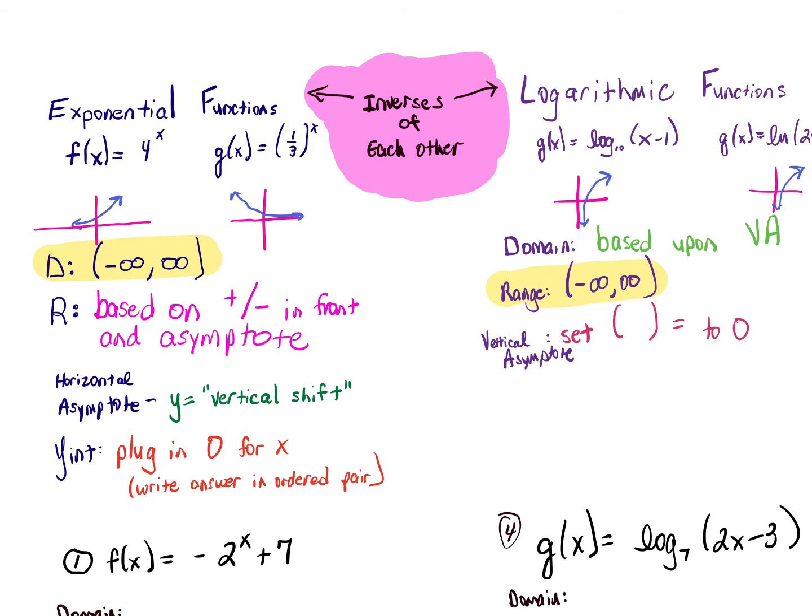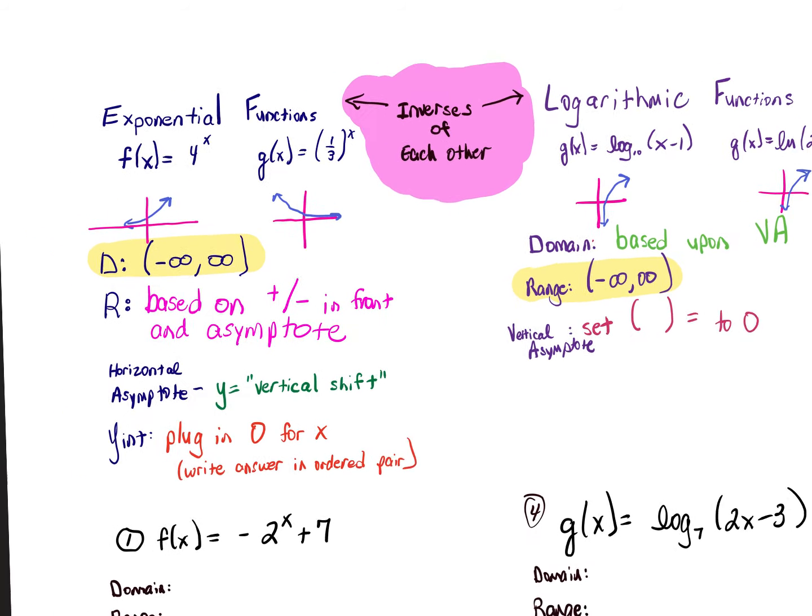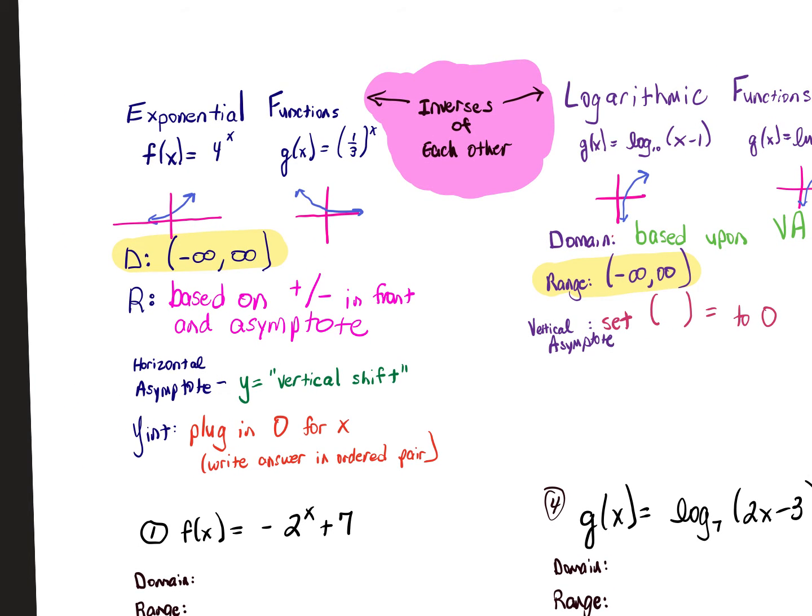They're inverses. An exponential function is going to have a horizontal asymptote. What kind of a line is a horizontal line? Horizontal. What does that look like? Left to right or up and down? Left to right. It's a y equals. So if an exponential function has a horizontal asymptote, what does the logarithmic function have? A vertical asymptote, one that's up and down. It's going to be an x equals.